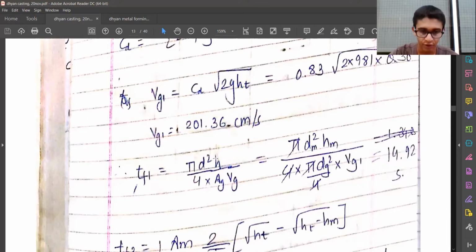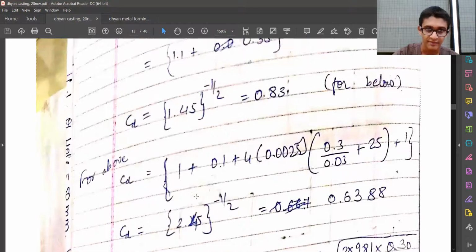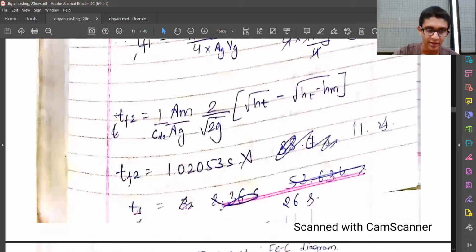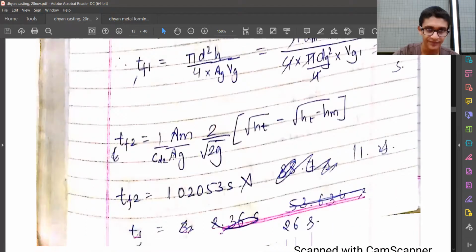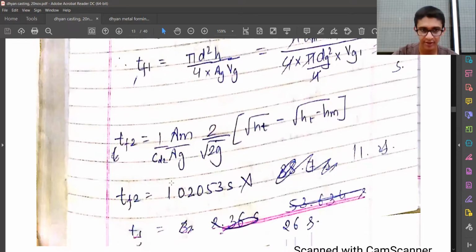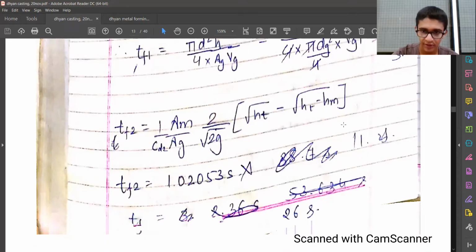Okay, it's simple now. Volume is given. We can easily figure out the volume, pi d square by 4 into h, volume of the cylinder, and in the denominator we have Ag Vg into the CD. Here TF2 will be 1 upon CD2, and the formula is a bit different. That formula comes from side filling of a mold, the time derivation which we have done earlier, and from that TF2 comes out to be around 11 seconds.